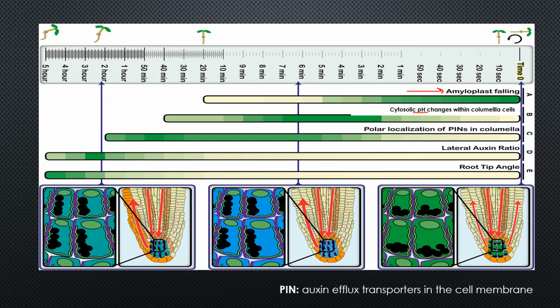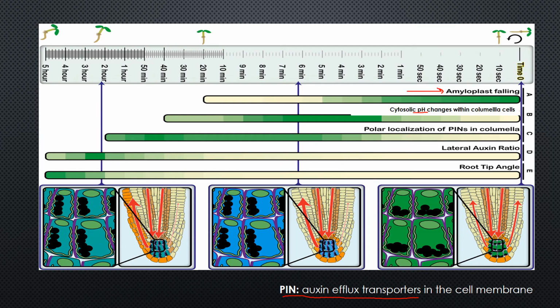Okay, and then that also leads to polar localization of what we call pins. Now I've explained that down here. A pin is a transporter within the plasma membrane that allows auxin to go outside of the cell. So what is auxin? Auxin is a plant hormone. So think of that as just another molecule.